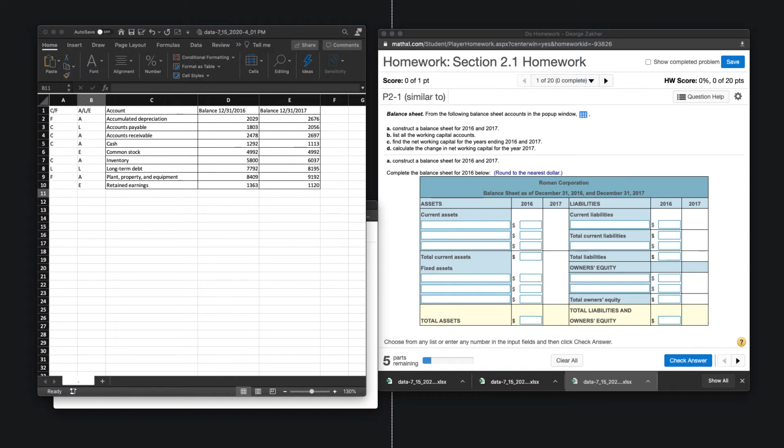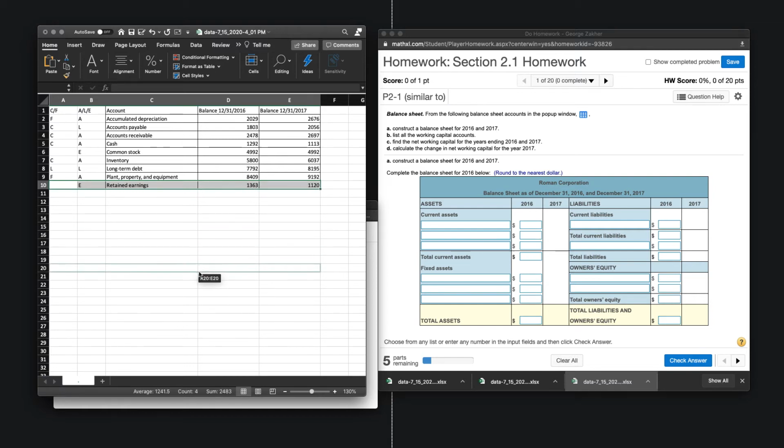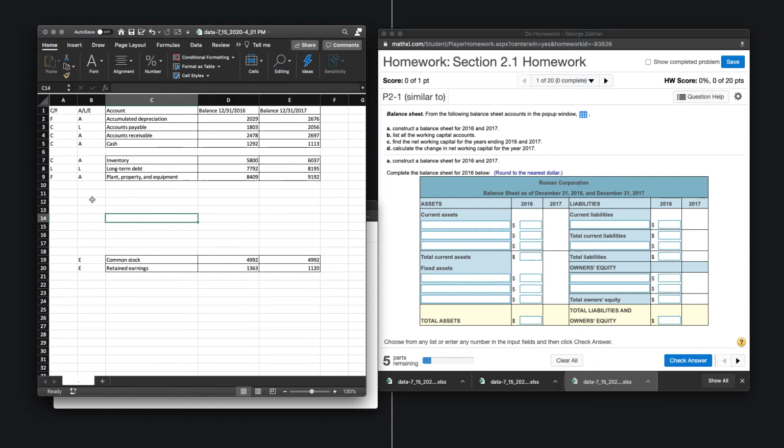So now that we have identified the accounts, we can go ahead and organize them. So we're going to try and roughly organize it, making it look more like a balance sheet. So we'll put our equity down here. Next, we're going to take a look at our liabilities. So we'll start with our long-term liability. And then we have our current liability. And finally, we have our assets.